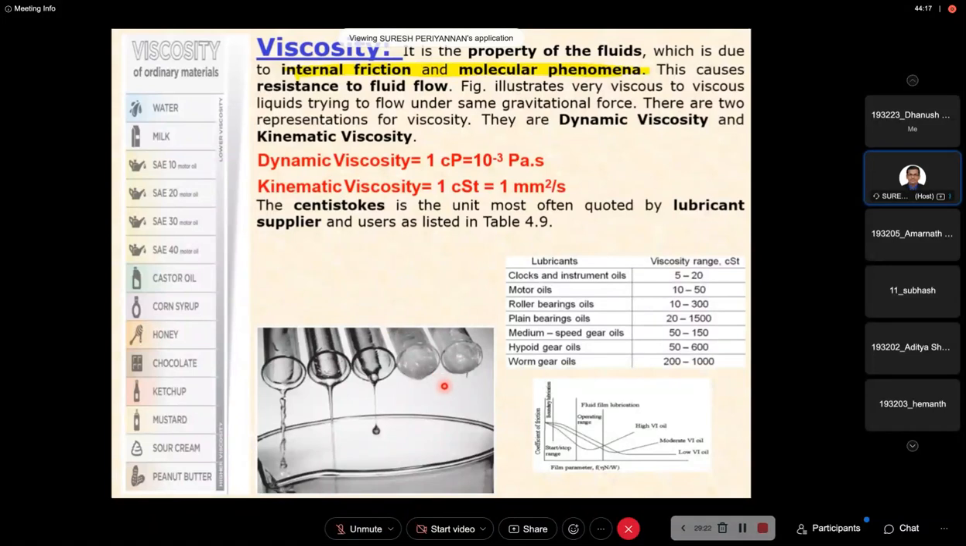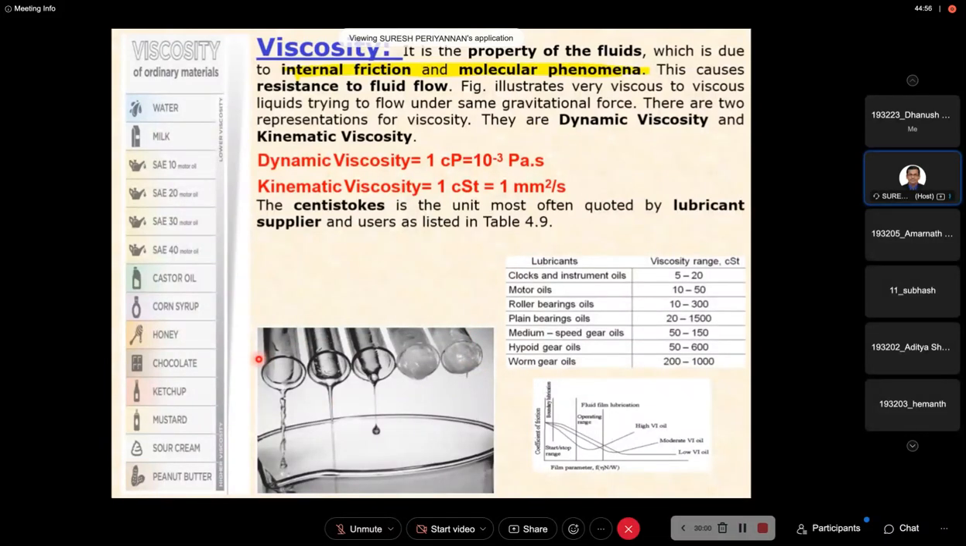Now see here that the coconut oil, for example, is not falling down because of the high viscosity, but the castor oil is falling down. Usually at room temperature, castor oil is more viscous as compared to coconut oil. I'm not talking about temperature dependence. I'm talking about internal friction and molecular phenomena based on fluid. Please understand, I am not talking about the temperature here.